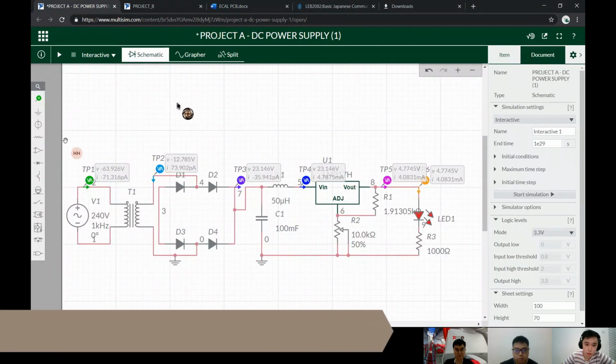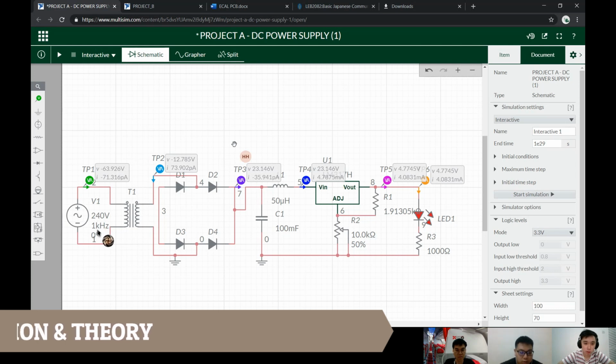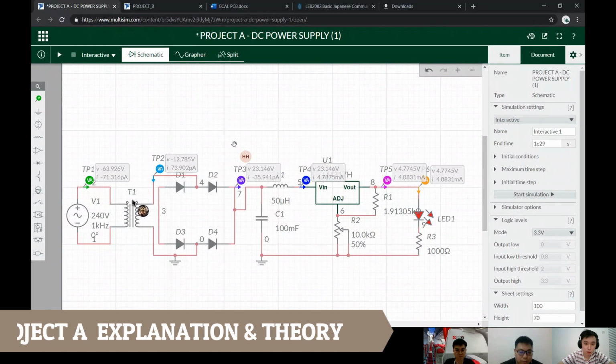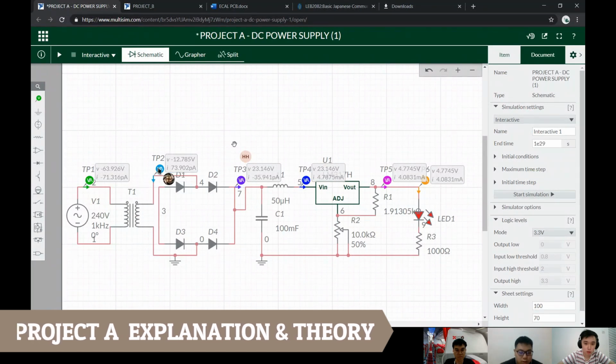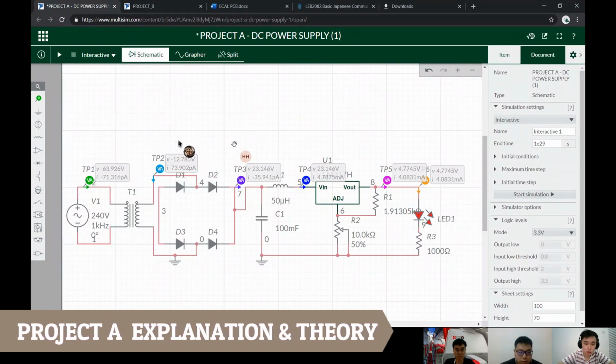Okay, now Obi will present the theory. I will explain our circuit. For the first part, we have an input AC voltage supply of 240 volt with 1 kilohertz. For our first main part, the transformer, we are using a step down transformer with the ratio 10:1, 10 for primary, 1 for secondary. It will step down the voltage from 240 volt to 24 volt.